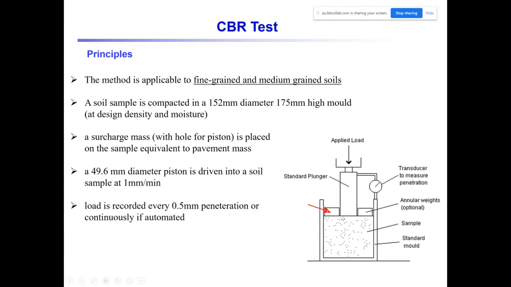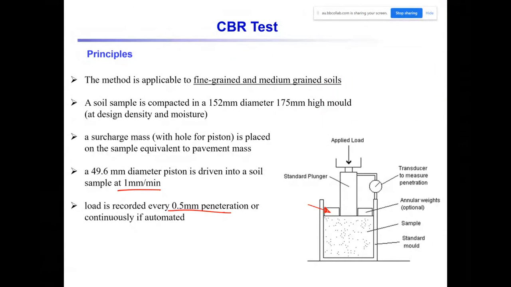The diameter of the plunger is around 50 millimeter, and you need to apply the load with a constant penetration rate of 1 millimeter per minute. If it's a manual test, then you need to record the applied load every 0.5 millimeter of penetration. But most of the equipment that we are using these days is automated, so it automatically records the load. So it is a very simple, very cheap test. It can be conducted with just one person at the site, and you can collect lots of data within a day.